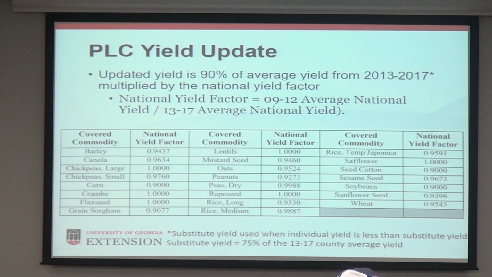That national yield factor is that 09 to 12 national yield relative to the 13 to 17 national yield. So you see there the national yield factors for each crop, and you would apply that then to determine what your PLC yield update would be.